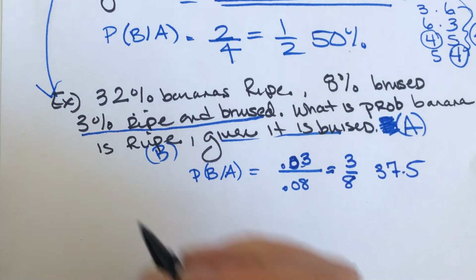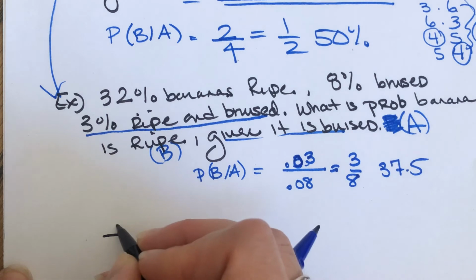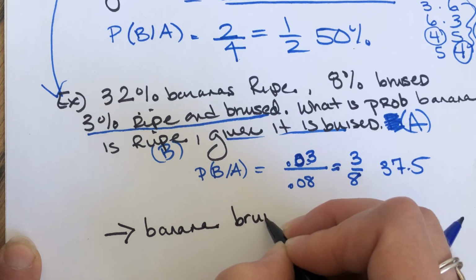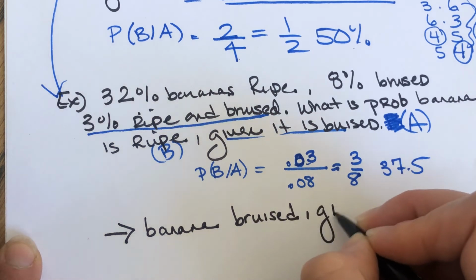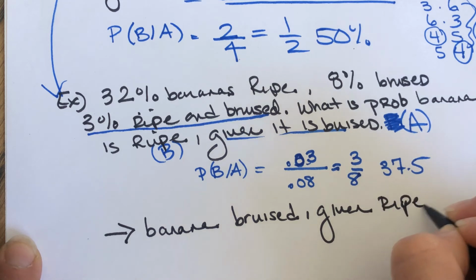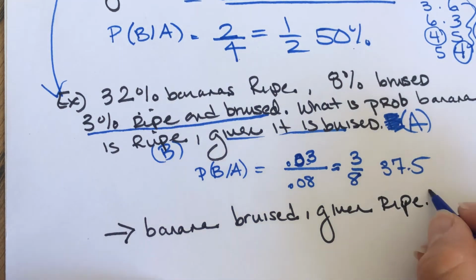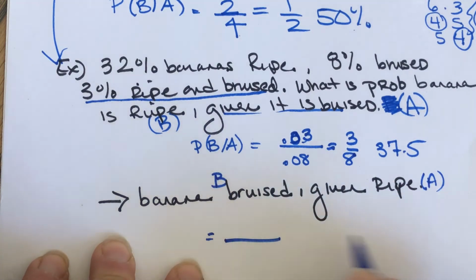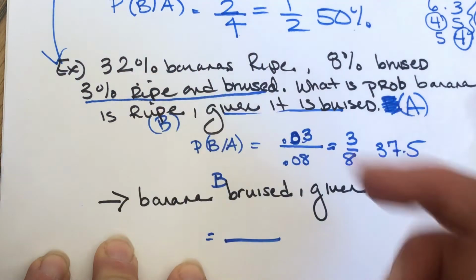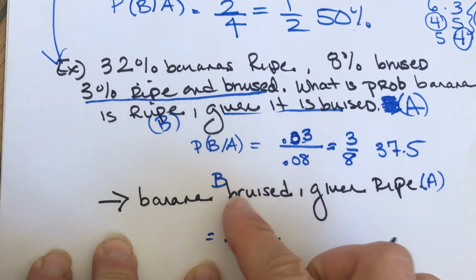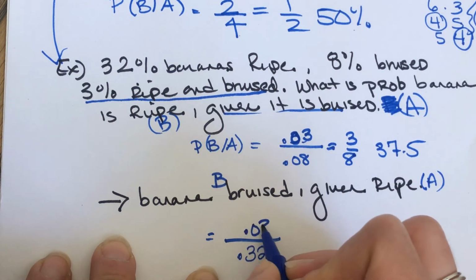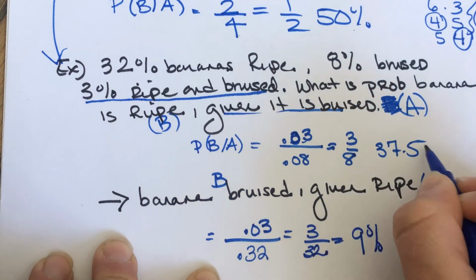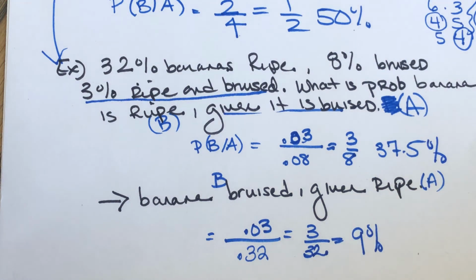Now, watch what happens if I change it. If I used the same thing from above, but now I said banana bruised, given it's ripe. So I just reversed it to show you guys the difference. So given the ripe, this is going to be my A. Whatever falls after given, I usually put A, and this is my B. Okay, so A goes in the denominator. So how many are ripe? 32%, the 0.32. Now I want the bruised and ripe. It's still going to be that 0.03. And you get 3 over 32, or about 9%. So hopefully that makes sense.